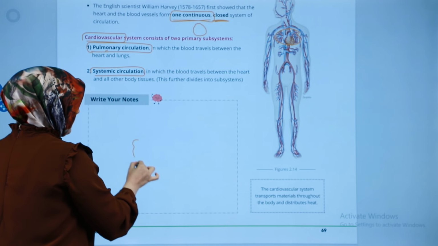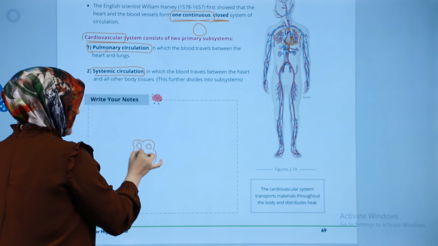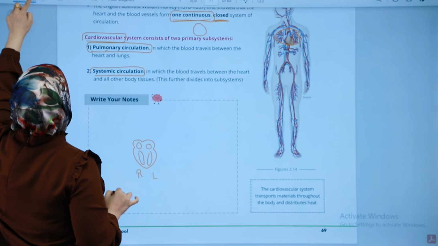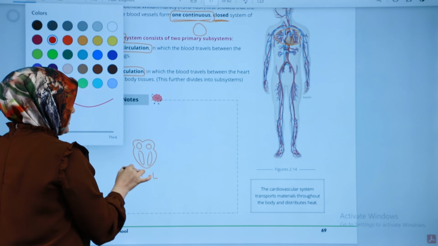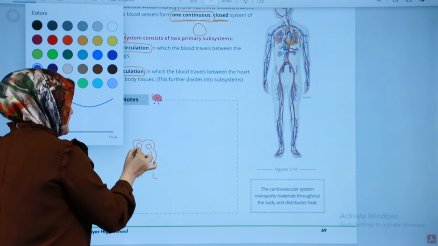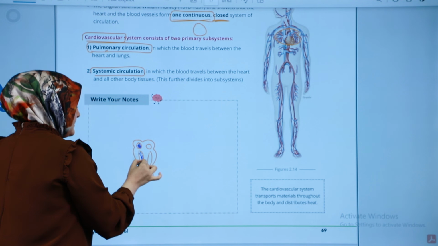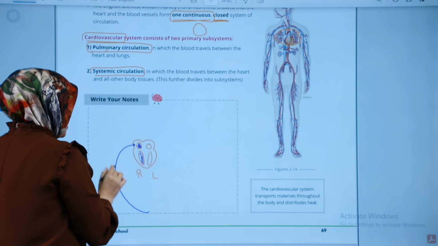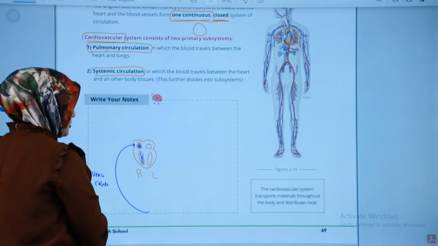If I'm drawing a heart with the chambers, remember, this is the left side, this is the right side. Let's not forget about this, okay? And then this side has oxygenated and this side has deoxygenated blood. But how did we get the oxygenated blood? It's because first, when the blood comes back from the body, it goes to the right atrium by the vena cava. There are two of them, by the way, but I'm going to draw one.